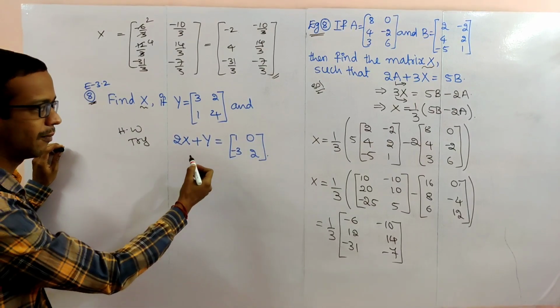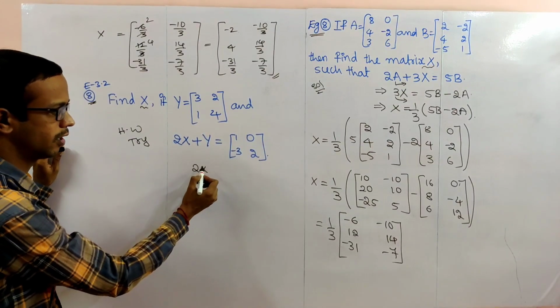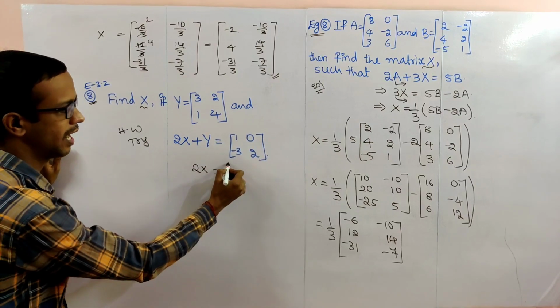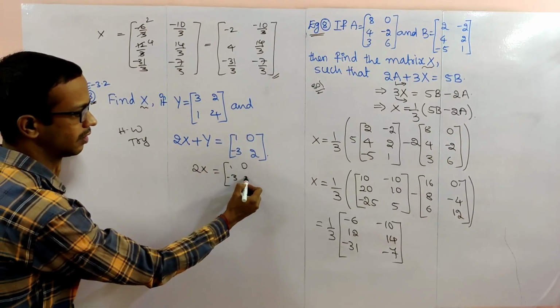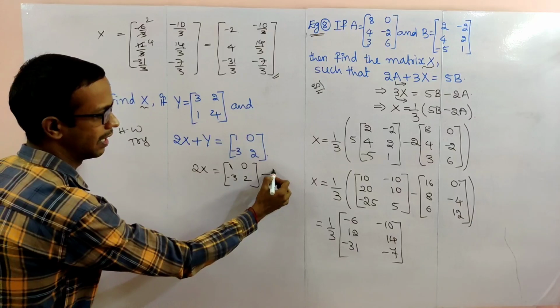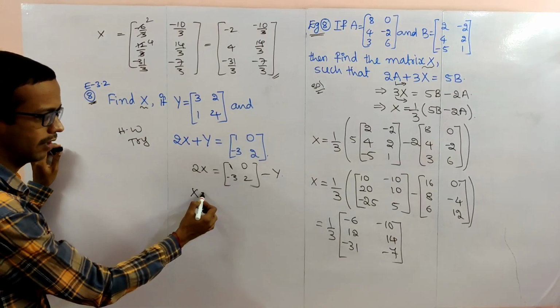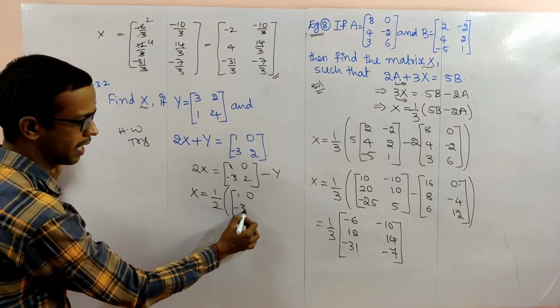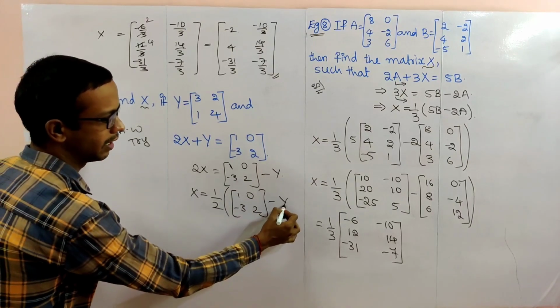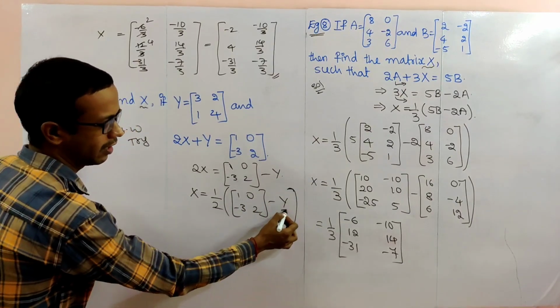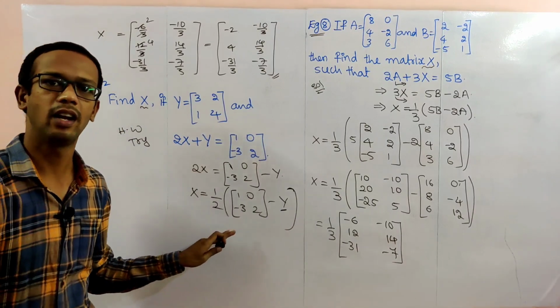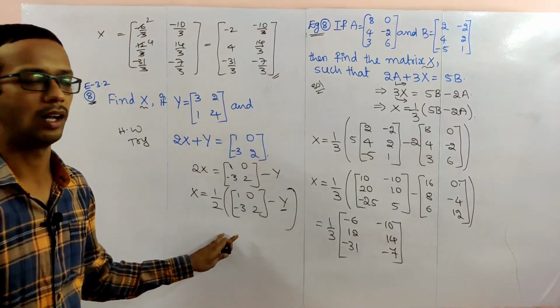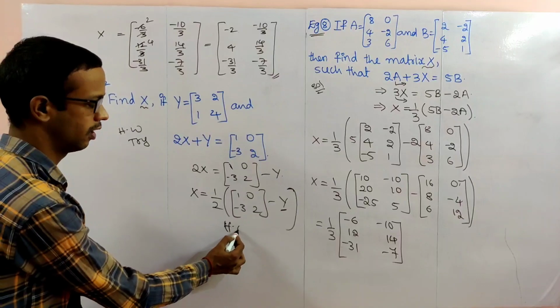I am just explaining normally here. 2X is equal to, I need the X value, so send all the remaining terms to one side. Minus 3 2 minus Y. X is equal to 1 by 2 into 1 0 minus 3 2 and minus Y. Here substitute the Y value, make the subtraction, and divide by 2. So you will get the answer. Try yourself.